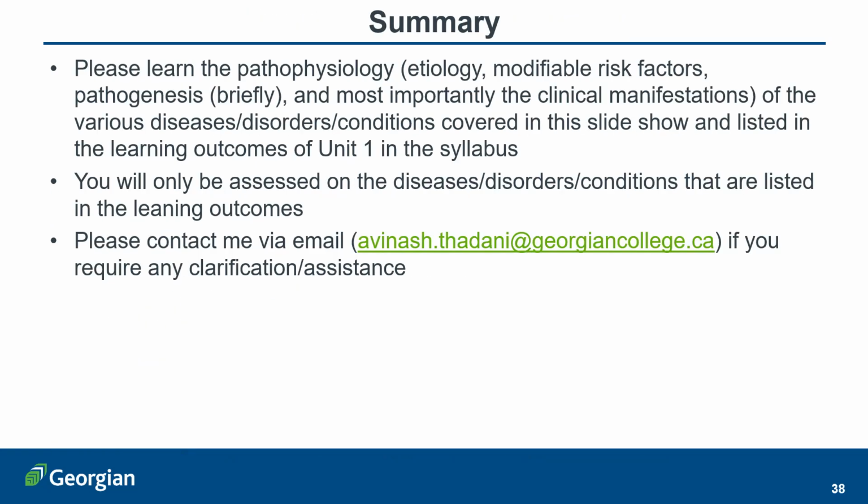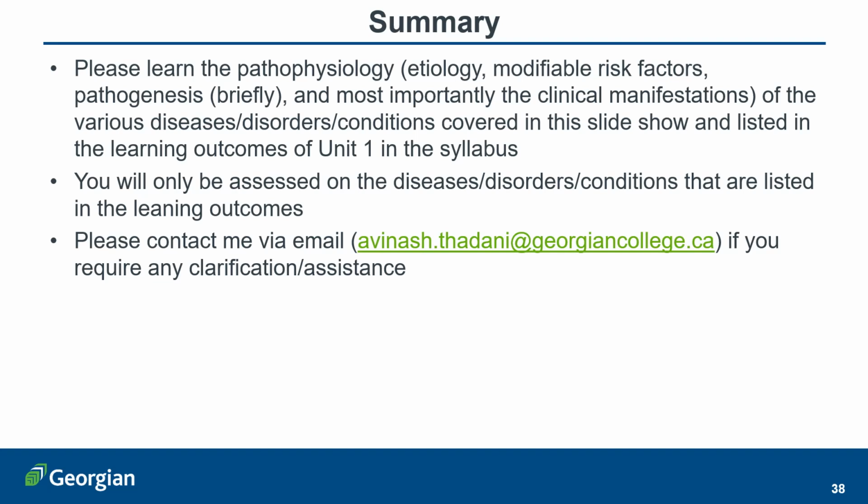That brings us to the end of part 1 of Unit 1. So in summary, please remember to learn the pathophysiology, which is the etiology and the modifiable risk factors. You should know the non-modifiable ones as well, but really focus upon the modifiable risk factors because that can be addressed in the nurse's health education. The pathogenesis should not be the focus, although you do need to know the pathogenesis, but only briefly. You should be able to describe the pathogenesis of most diseases in 2 or 3 lines itself.